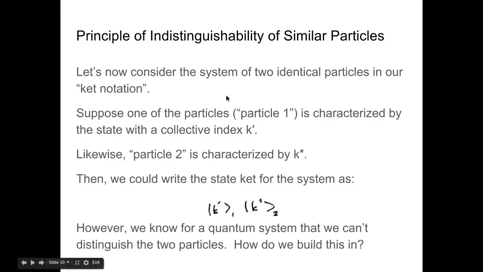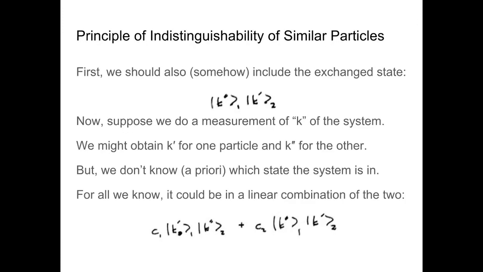However, I've been saying that this is particle 1, this is particle 2. We've been talking about this for a few minutes now. We know that in a quantum system, there's no way that we can distinguish these two particles. So how would we build this into our theory, this statement that we don't know if particle 1 has k prime or particle 1 has k double prime? What we would first do is also include the exchange state, like I said, the case where particle 1 has k double prime and particle 2 has k prime.